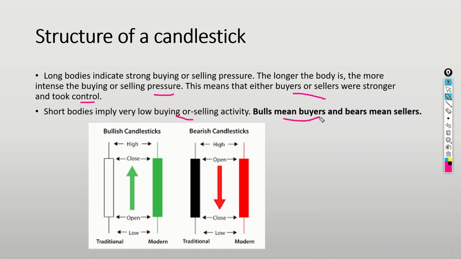Bulls mean buyers, and bears mean sellers. So when you hear bullish, it means the price increased. For example, if the price opens at $2 and closes at $6, this is a bullish candle. But if the price opens at 2 and closes at 1, that is a bearish candle because the price decreased.